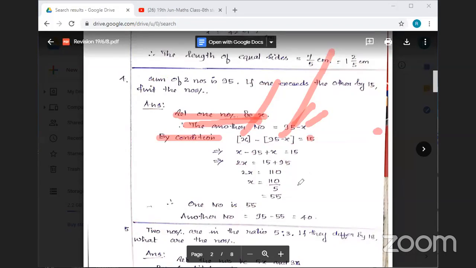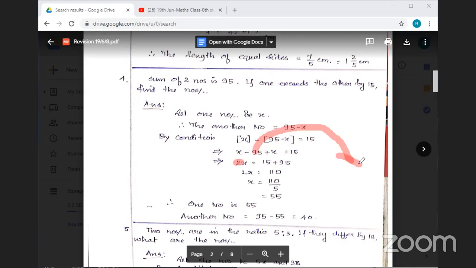Now x is here. Minus into plus will become minus 95. Minus into minus will become plus x. The x plus x, what will happen? 2x. The 95 goes to the RHS. Minus 95 will become plus 95. Plus 95 plus 15, what is the answer? 110.